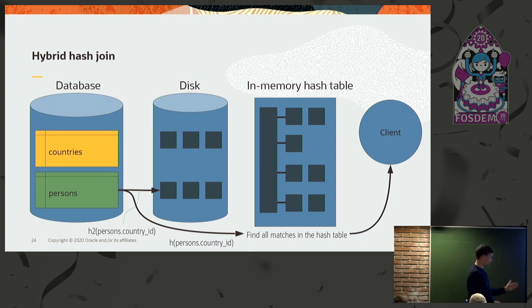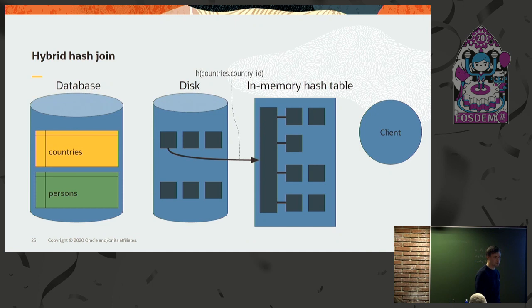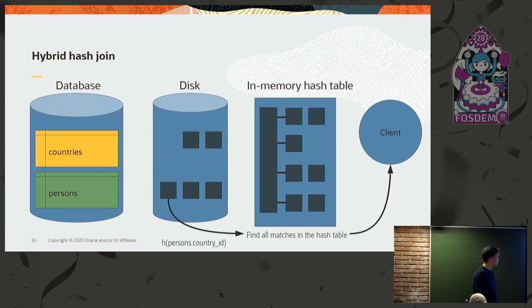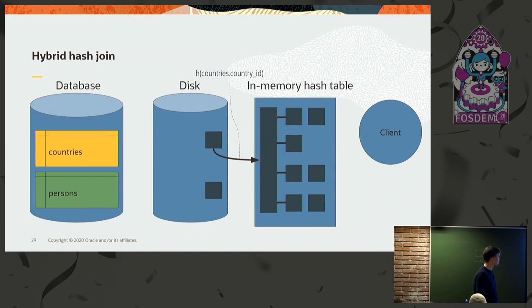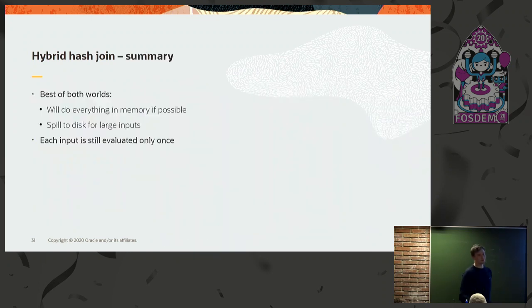So once you read the probe input once, you can now do the classic hash join for each pair of chunk files, which is what we did for the Grace hash join. So once that is done, you have completed the join. So this gives you sort of the best of both worlds. You get in memory, if possible, if you have small inputs, but you also get the benefit of spill to disk for large inputs. And you also still are computing each input only once.